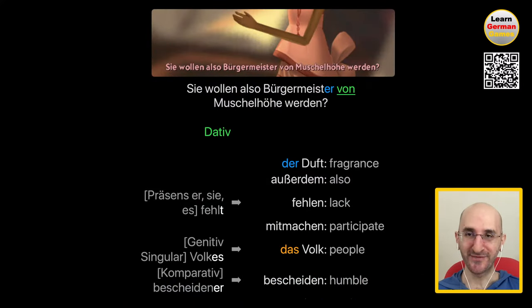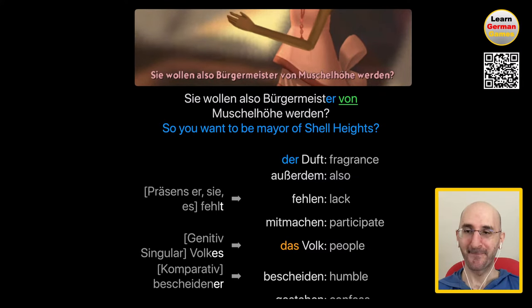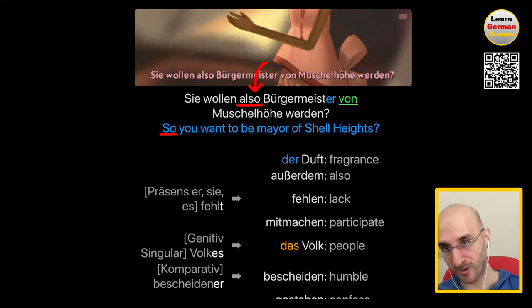Sie wollen also Bürgermeister von Muschelhöhe werden? So, just like we remarked a few minutes ago, also is so. Yeah, even advanced people still confuse that. So just notice it every time so it becomes more natural for you to think this way. Sie wollen also, so you want, so as in you want, therefore, Mayor von of Shell Heights become. So you want to be or to become Mayor of Shell Heights.